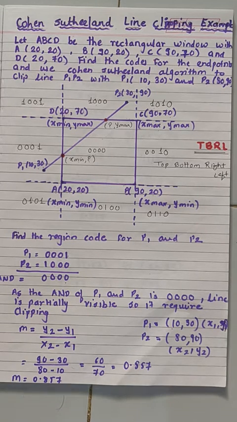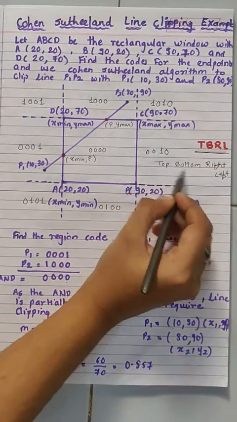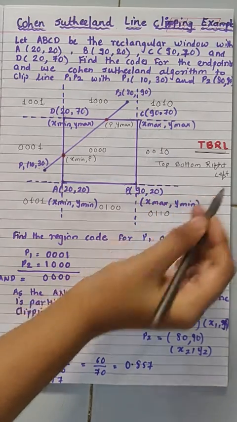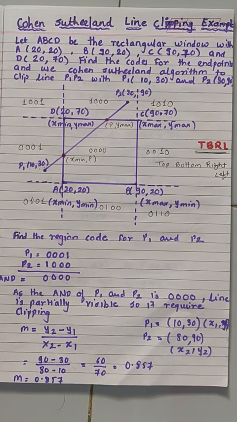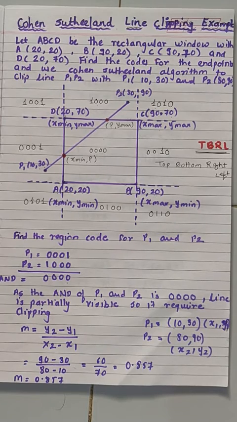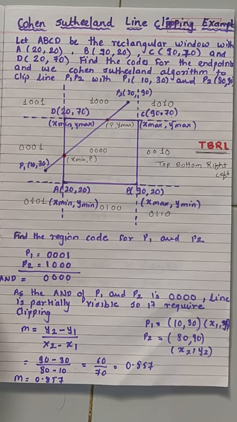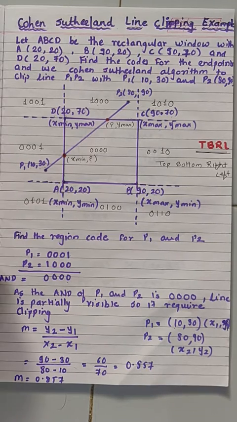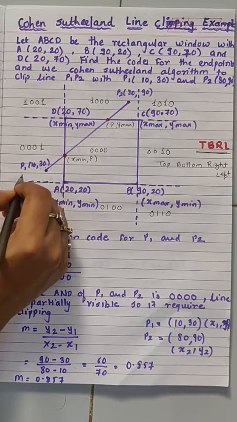To identify the position of the region, that specific technique is TBRL. The letters stand for top, bottom, right and left. By using this, 4 different bits are given to identify the region codes. So when I want to identify the region code of point P1, what am I going to use? I am going to use TBRL bits.